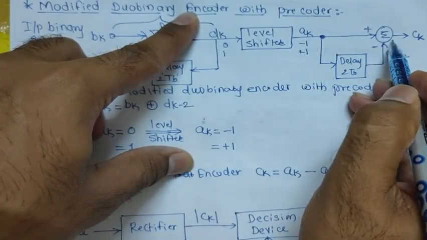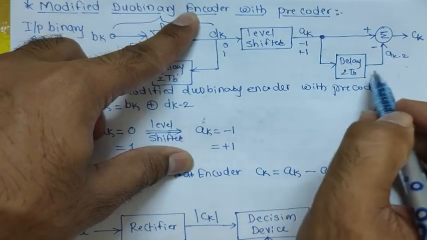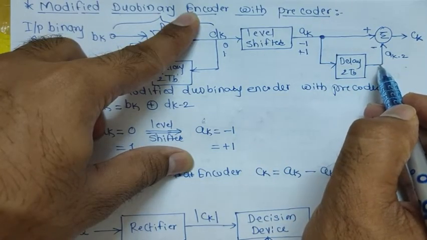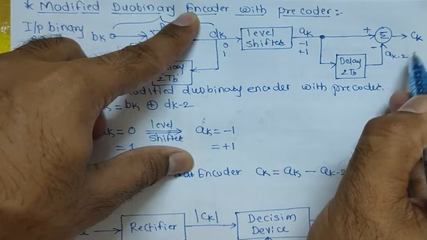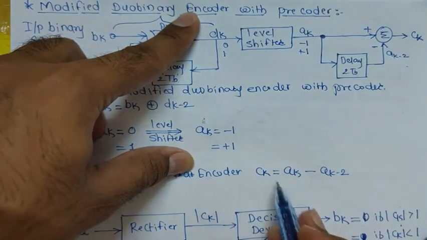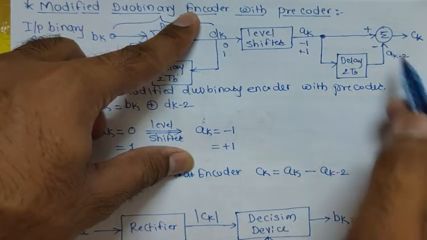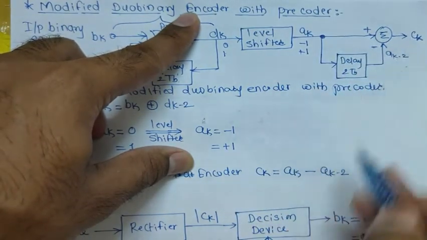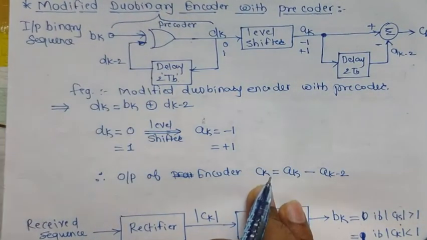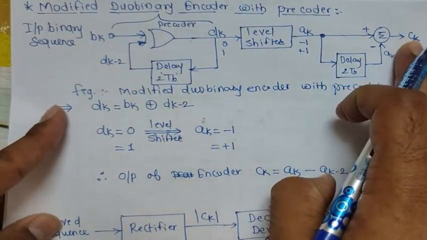ak is then given to the subtractor, whose other input is the delayed version of ak by 2 bits, that is ak minus 2. So what will be the value of ck? ck is equal to ak minus ak minus 2. This is the output of the encoder, which we can now give to the decoder.